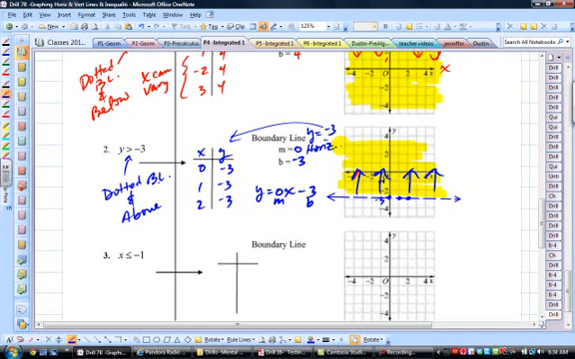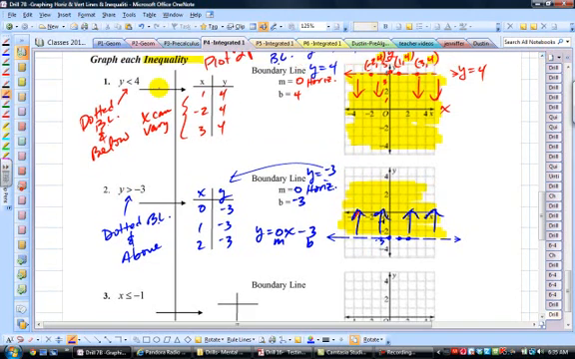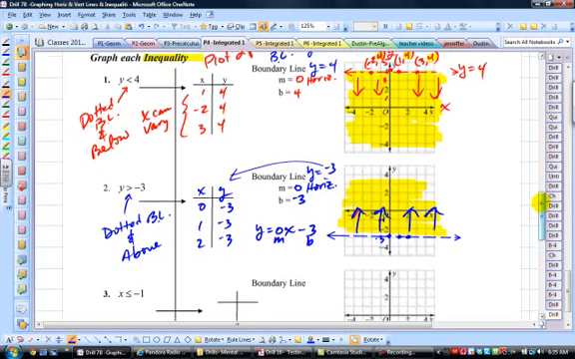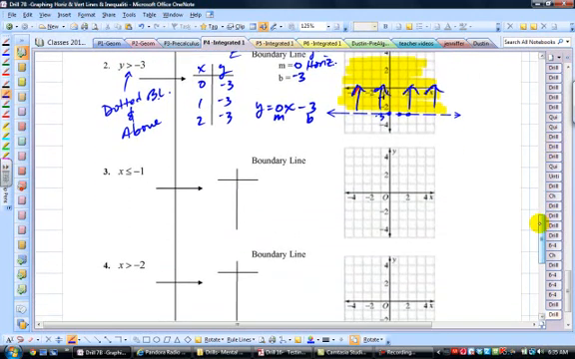Very, very simple. It's going to be a horizontal boundary line, and above or below depending on the inequality. If you see greater than, it's above. If it's less than, like the one before this, it's below. You only have two choices here, guys. It's either above or below. It's not that difficult. Okay?